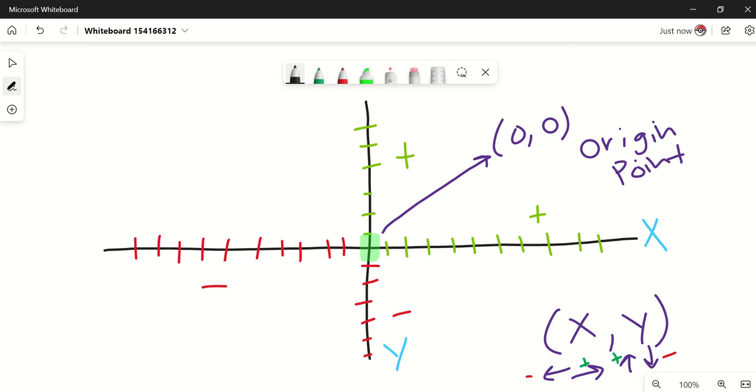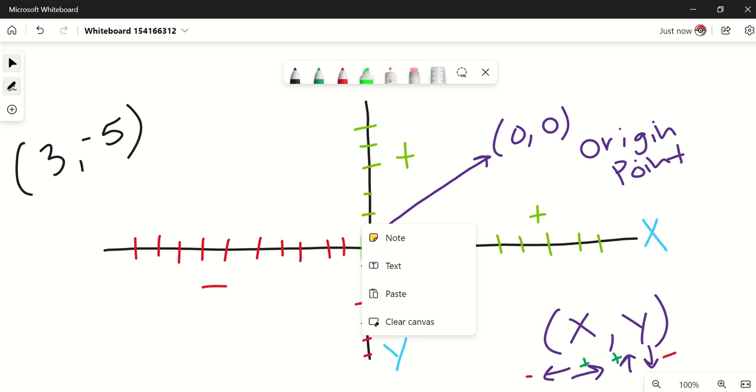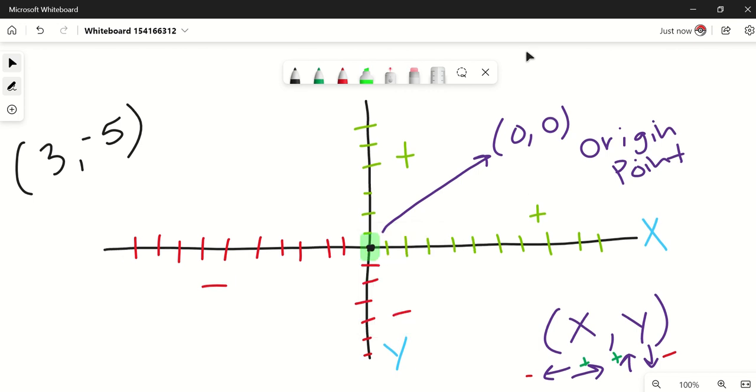So, for example, if I were to graph the point 3, negative 5, I would start off at 0, 0 right here, and I would move 3 to the right. So 1, 2, 3. Then I would go down, because it's a negative 5. 1, 2, 3, 4, 5. My point would be somewhere right here. And this would be 3, negative 5.